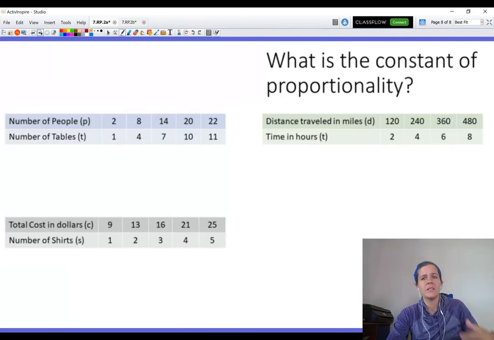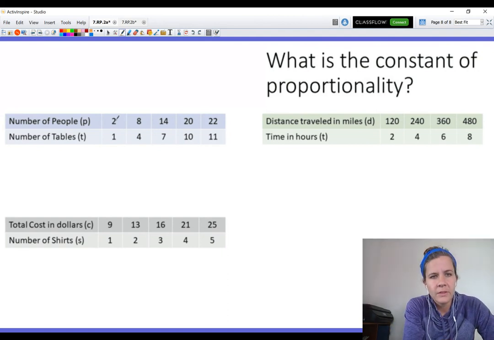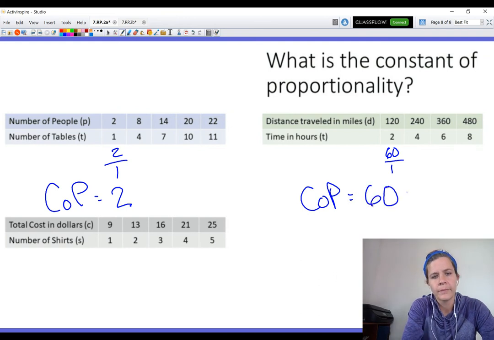Okay, the constant of proportionality. It's what the unit rate is called. Remember we talked about that with the vocabulary. It's what the unit rate is called when we talk about proportions. So let's see, when we simplify this down, everything became 2 over 1. So the constant of proportionality here is 2. The unit rate here is 2. The unit rate here, everything simplified down to 60 to 1. So the unit rate is 60, and the constant of proportionality is 60.